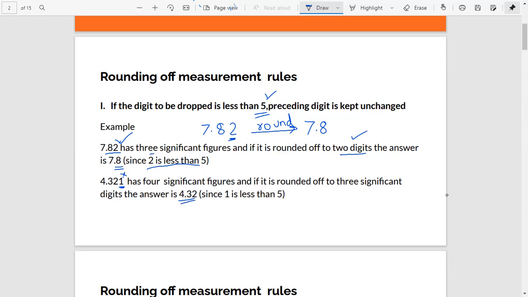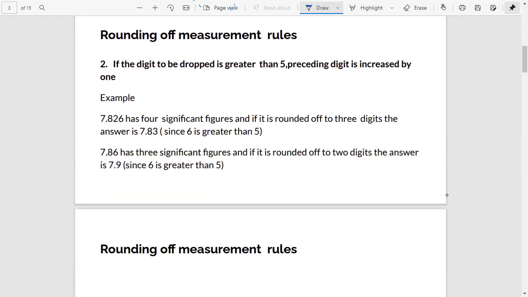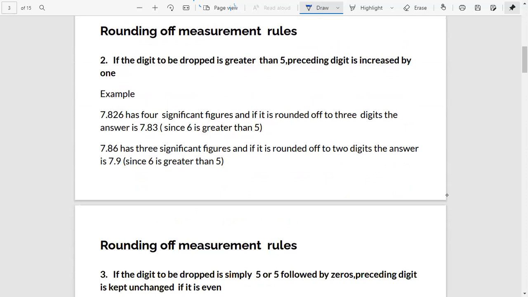Now what if the digit which is to be dropped, instead of 1 or 2, is greater than 5, say 6, 7, 8, 9? What is to be done? So there comes rule number 2. What is rule number 2? If the digit to be dropped is greater than 5, if it is 6, 7, 8, 9, then we should not keep the preceding digit unchanged. Instead, we should increase the preceding digit by 1. From the example it becomes clear.